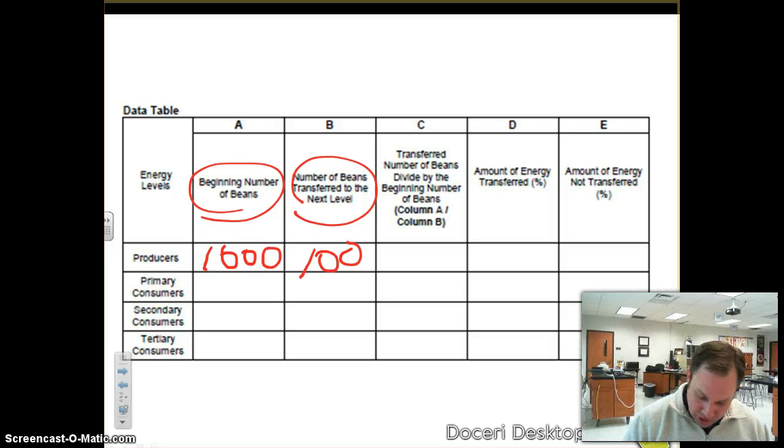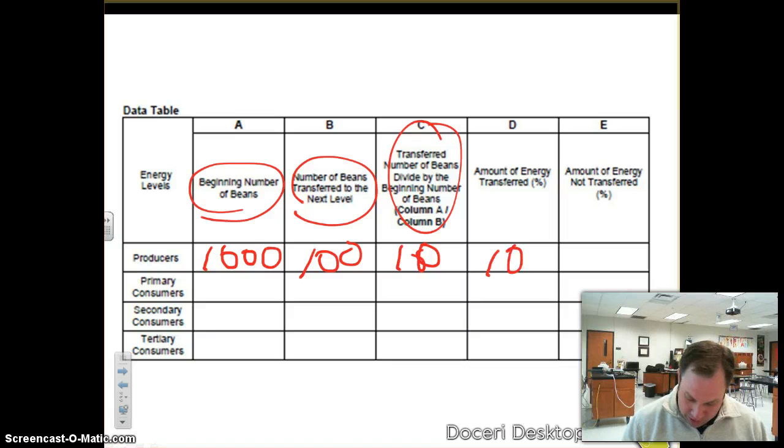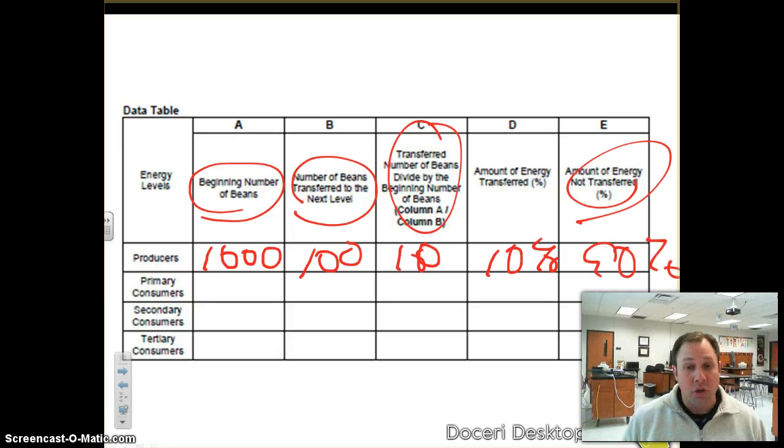And right here it says, what is the numerical? If I take A divided by B, what is that? That's 10. What is that in percentage? That's 10%. Energy not transferred: how much do we leave behind? 90%. So going back and looking at my diagram for primary consumers, how much did I start with at primary consumers?